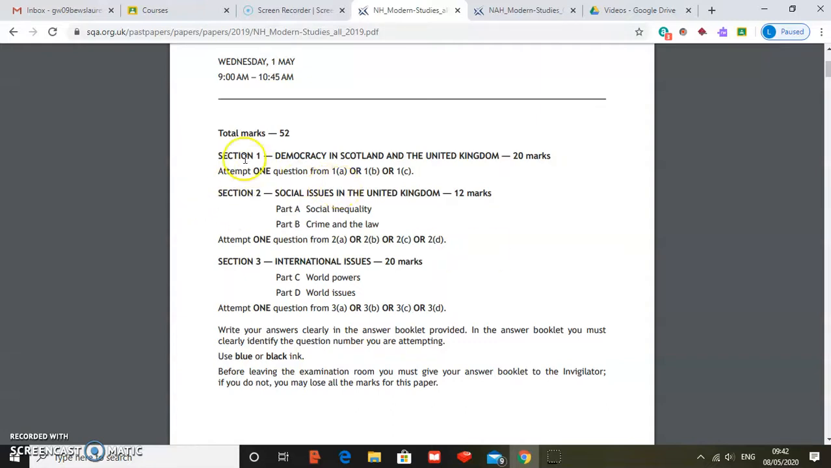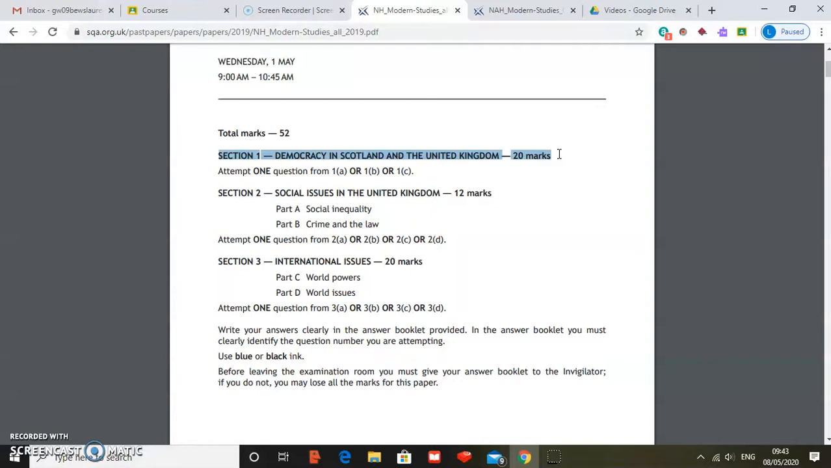Now, what you can also see is in section 1, there is only one area, Scotland and the United Kingdom. That's right, we'll look at Scotland and the United Kingdom, but we'll mostly look at the UK examples. However, if you have examples from Scotland, which we'll come into when we go through the content, you can also include those.